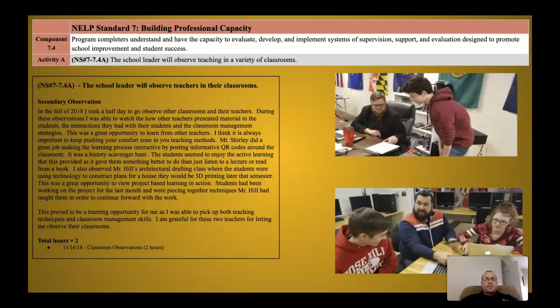I also got to observe Mr. Hill's architectural drafting class, where his students were able to use their technology in order to create 3D printing plans for their projects. This was a great opportunity to look at project-based learning. Students were putting techniques into practice that they had learned earlier in the year in order to create their 3D models, and then they were going to print those 3D models at the end of the year.